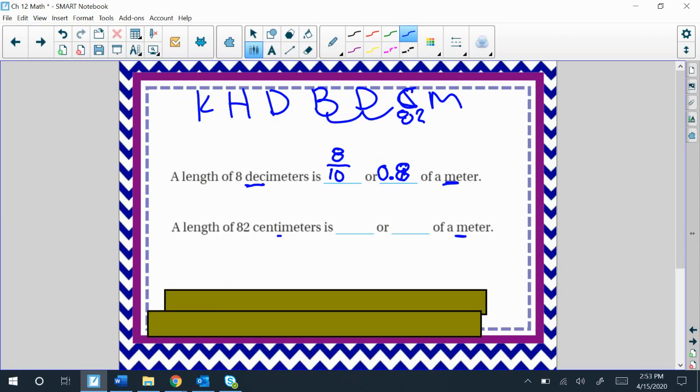Okay, well, I went from a smaller unit to a larger unit, so I'm going to divide. I'm going to use a fraction. 82 on top. How many jumps did I do? 1, 2. 10, 20. My place value is 100. So I can now turn 82 hundredths into a fraction.